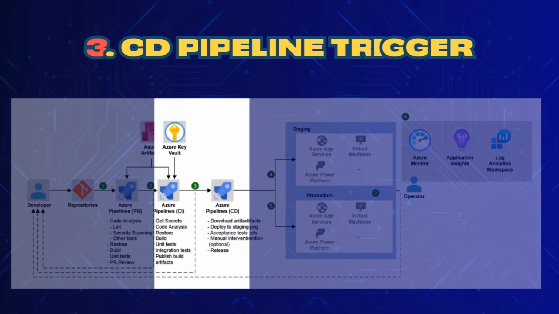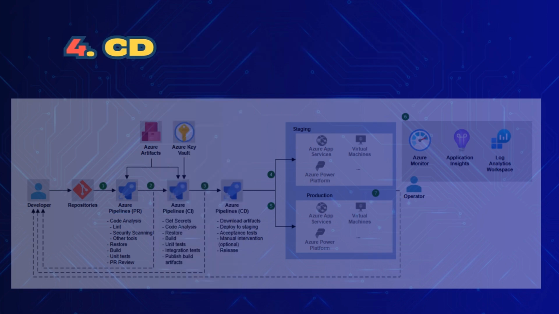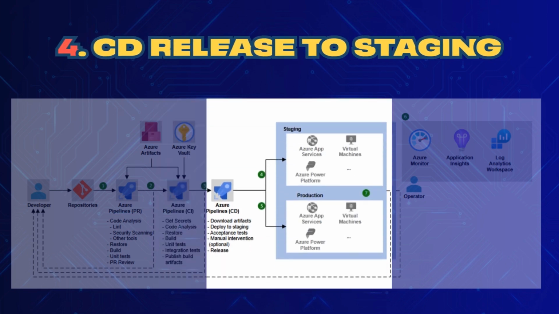Moving forward, next is the CD pipeline trigger. The publishing of artifacts triggers the CD pipeline. Furthermore, CD release to staging. The CD pipeline downloads the build artifacts that are created in the CI pipeline and deploys the solution to a staging environment. The pipeline then runs acceptance tests against the staging environment to validate the deployment.